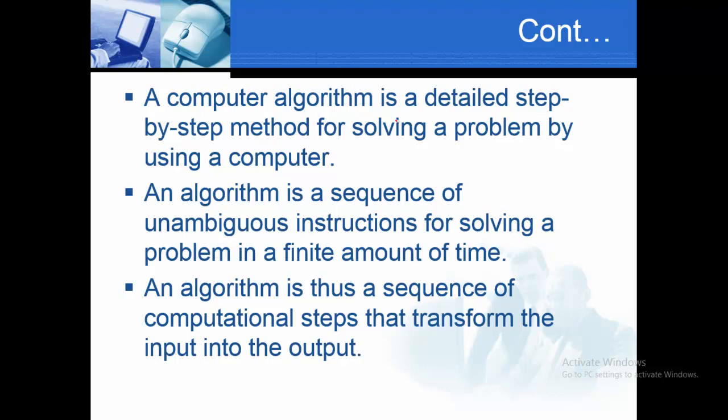A computer algorithm is a detailed step-by-step method for solving a problem by using a computer. So this is another definition. The second one: an algorithm is a sequence of unambiguous instructions for solving a problem in a finite amount of time. This is very important; this is the important definition.